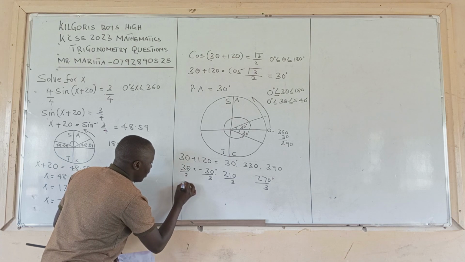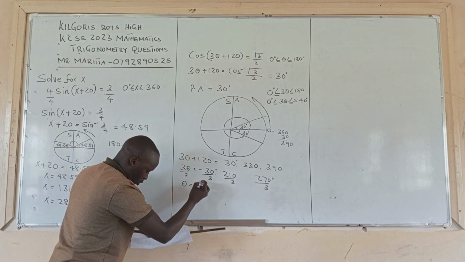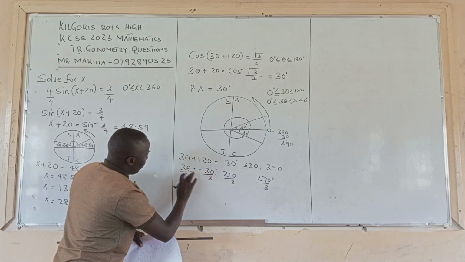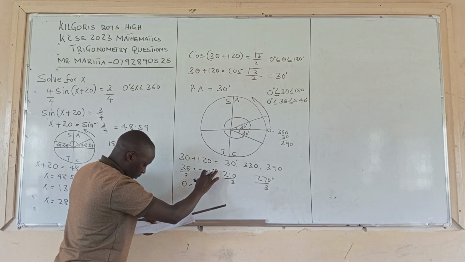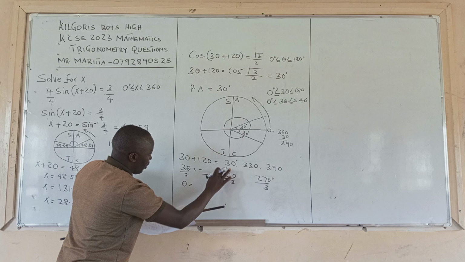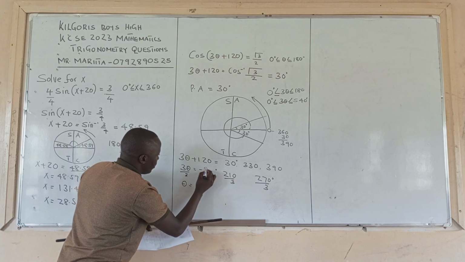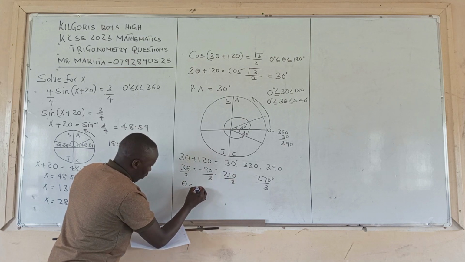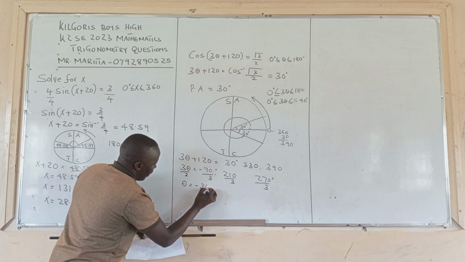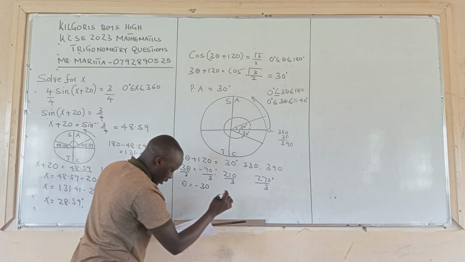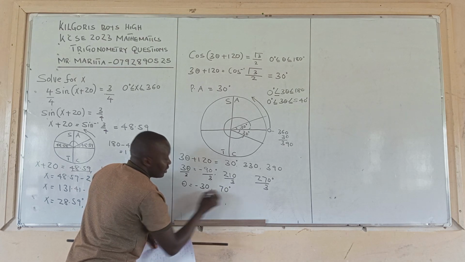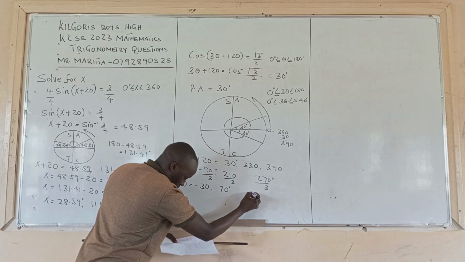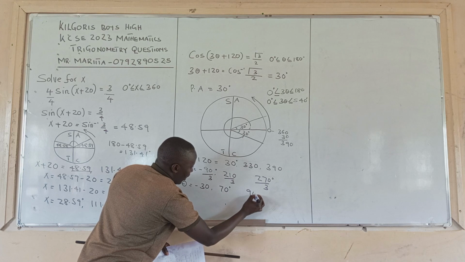So theta is equivalent to, so this one is 90. Sorry, this one is negative 30. So we have this one negative 30. This one is giving us 70 degrees. This one is giving us 90 degrees.